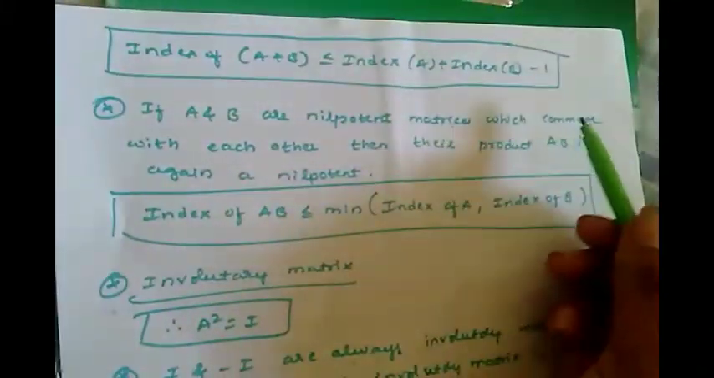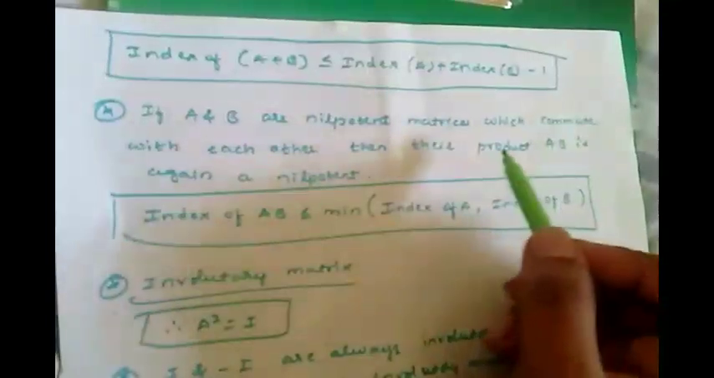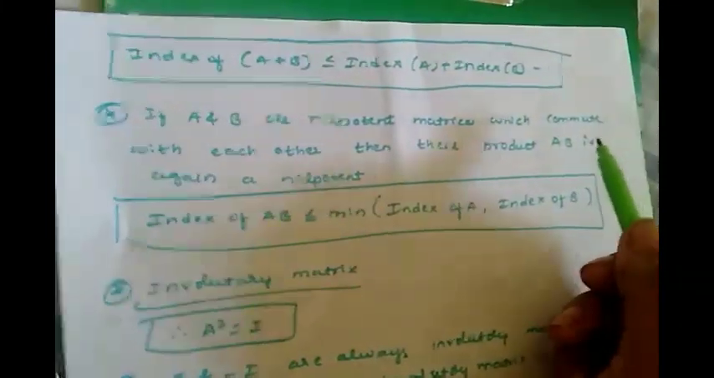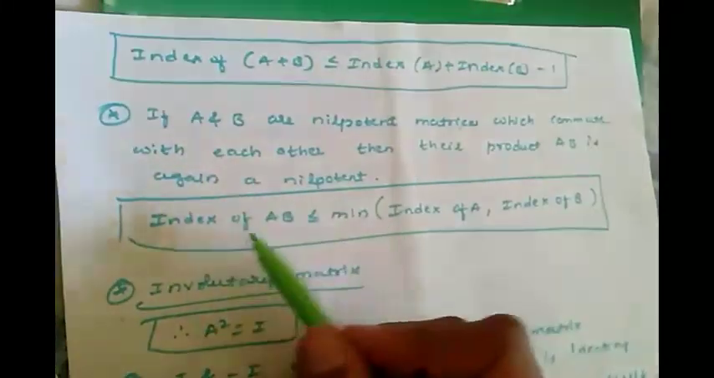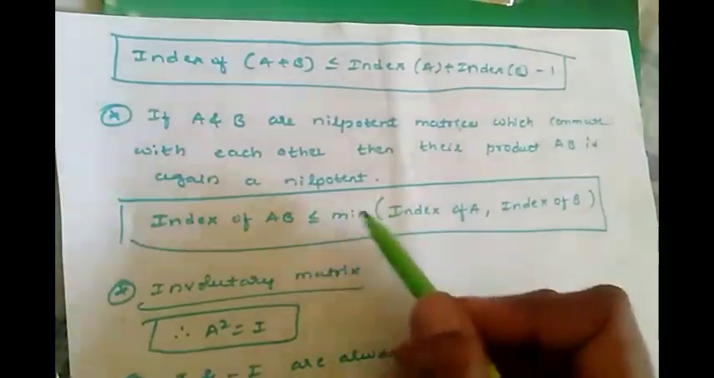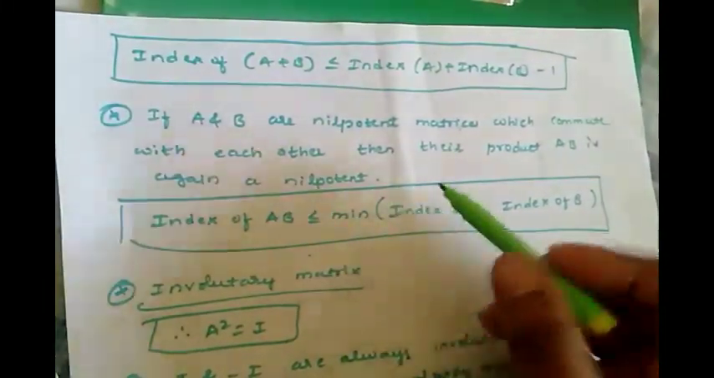If A and B are nilpotent matrices that commute with each other, then their product AB is again nilpotent. The index of AB is less than or equal to the minimum of index of A and index of B.